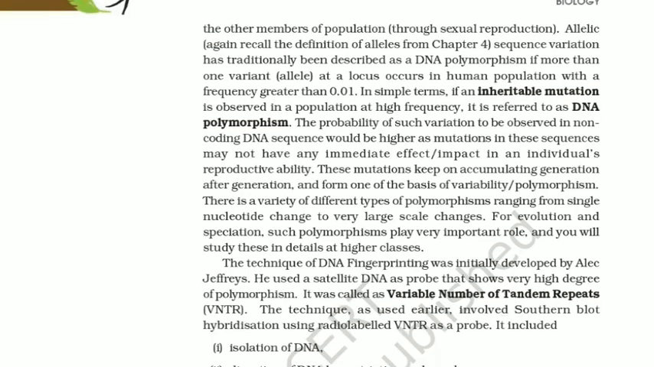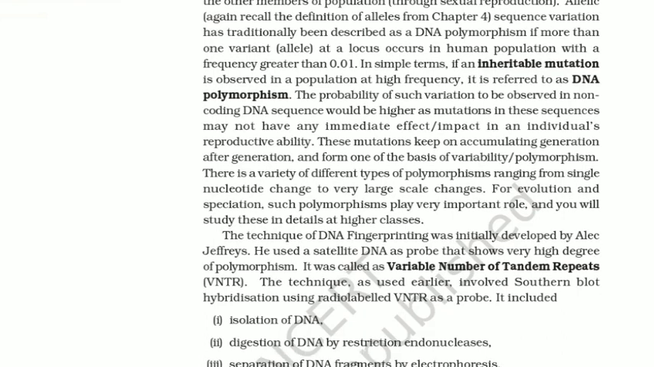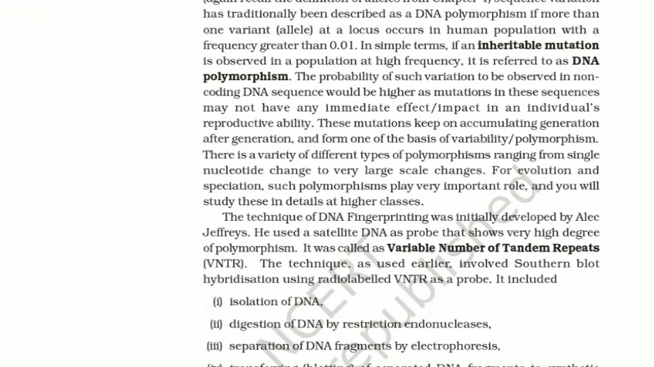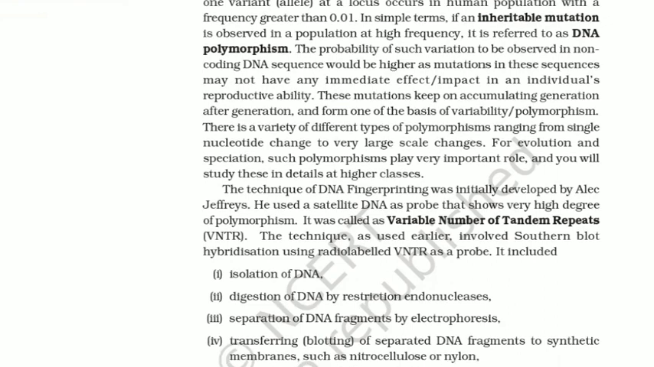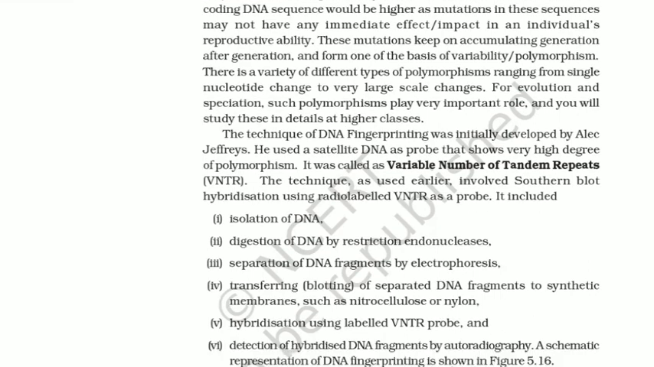Allelic sequence variation has traditionally been described as DNA polymorphism if more than one variant, that is allele, at a locus occurs in the human population with a frequency greater than 0.01. In simple terms, if an inheritable mutation is observed in a population at high frequency, it is referred to as DNA polymorphism.